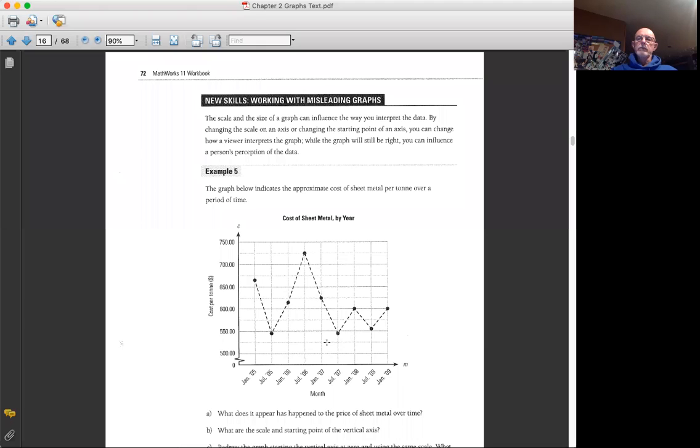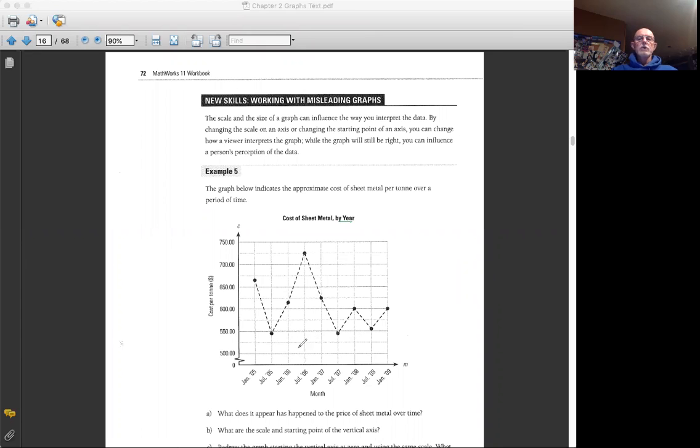Okay, you're back. We're going to look at misleading graphs. They don't purposely try to be misleading. They just are. Now, in this graph here, the cost of sheet metal by year, what it looks like is that there are great fluctuations up and down in the prices. It says by year, but that's actually a bit of a lie because each one of these points is 6 months apart.